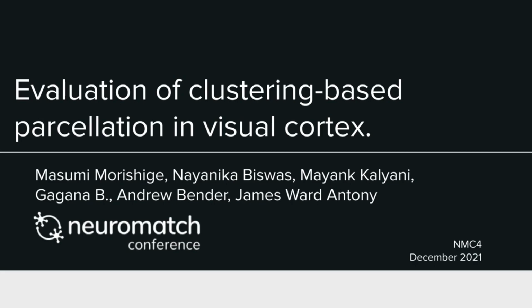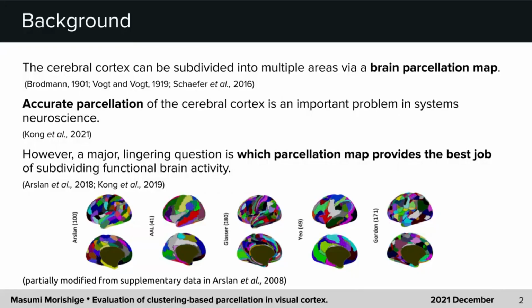Hello everyone, I'm Masumi Marashige from Keio University in Japan, and our research title is the evaluation of clustering-based parcellation in the visual cortex. So first of all, the cerebral cortex can be subdivided into multiple areas, and the subdivided map is called the brain parcellation map.